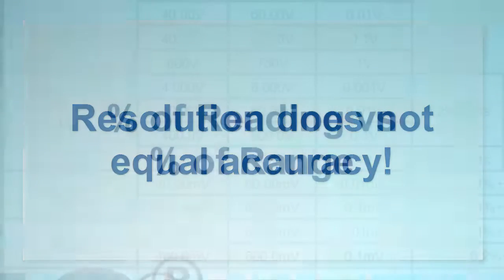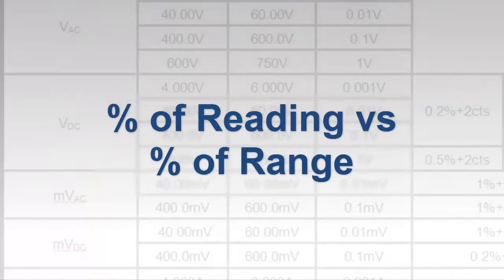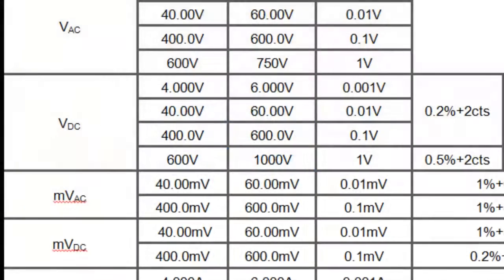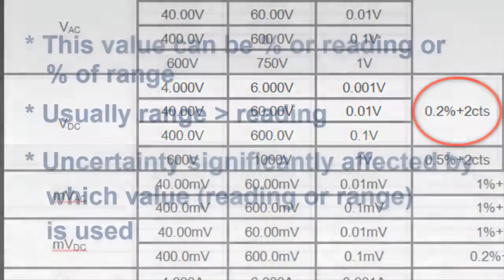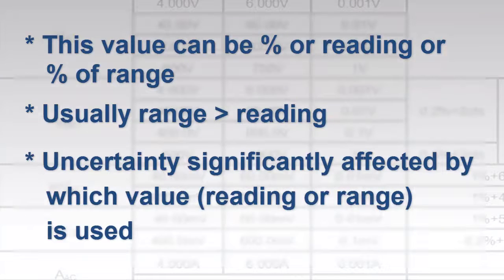A second factor in calculating uncertainty is expressed as a percentage. Recall our previous example specification of plus or minus 0.2% plus 2 counts. This indicates that the total uncertainty is 2 counts plus a percentage of a value. This can be a percentage of the reading or a percentage of the instrument's range.